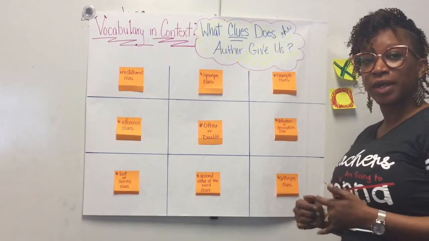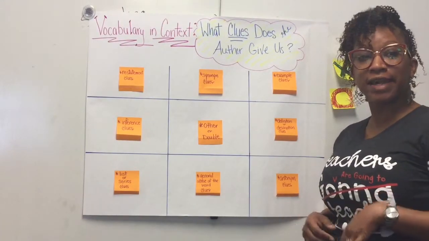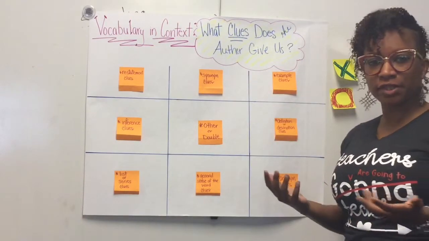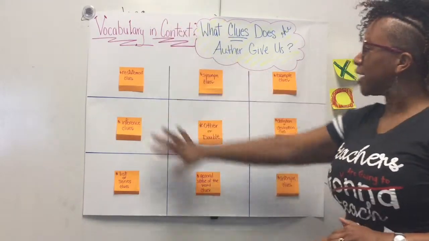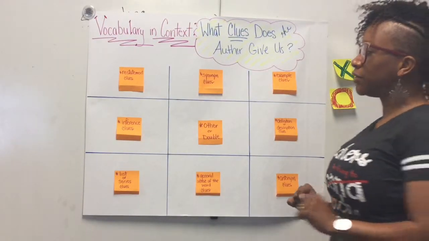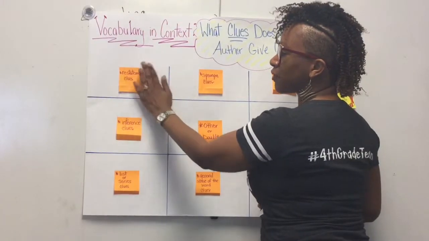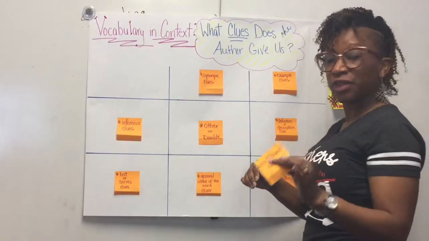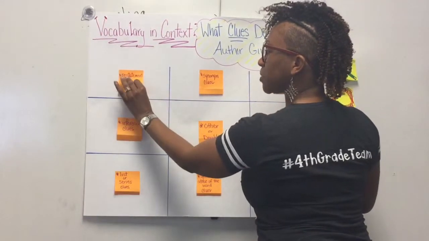Strategy is called Vocabulary in Context, Tic Tac Toe. Okay? We're looking for what clues the author gives us. So what you will need is an anchor chart, tic-tac-toe board. Now you can write the clues directly on the anchor chart. I chose to use Post-it notes so that I could reuse them and change up the order.